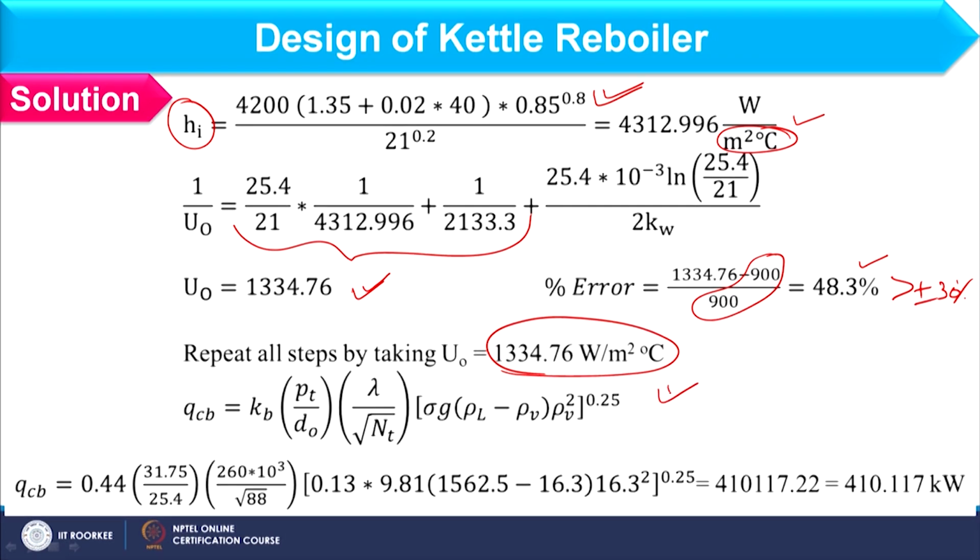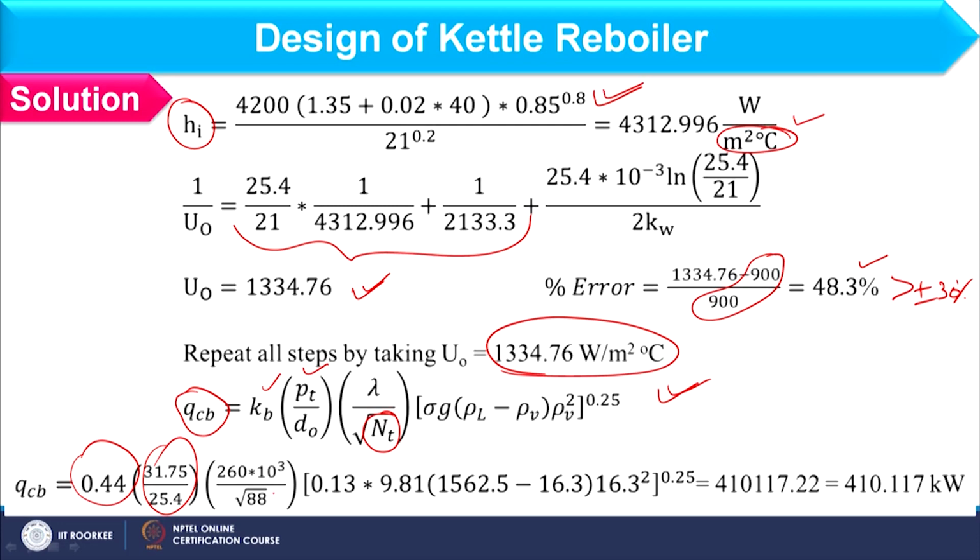Next step is to check the critical flux value. Okay. So, to find the critical flux value we will use this expression, where QCB is the critical flux in kettle reboiler, right. And here you see all parameters. So, KB value should be 0.44, and PT is the pitch and D naught is the OD of the tube, values you know already. And here we have to see what is the NT. Okay. NT is usually what we represent for the number of tubes, but here I am considering NT as number of holes, right. So, here NT value should be 88 as you can see here.